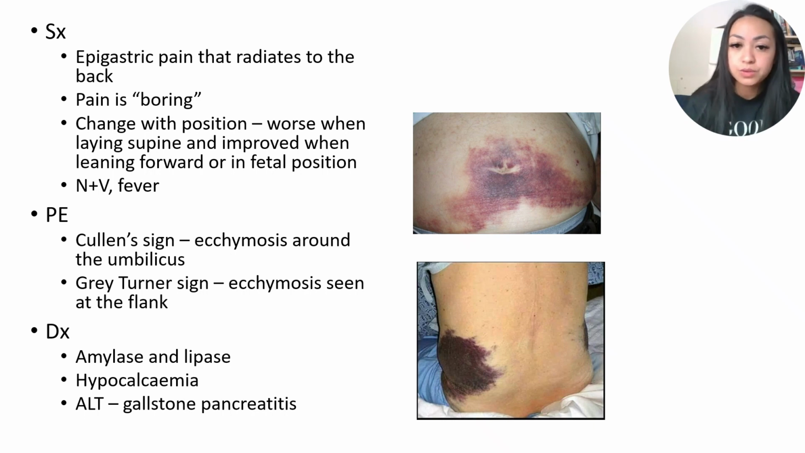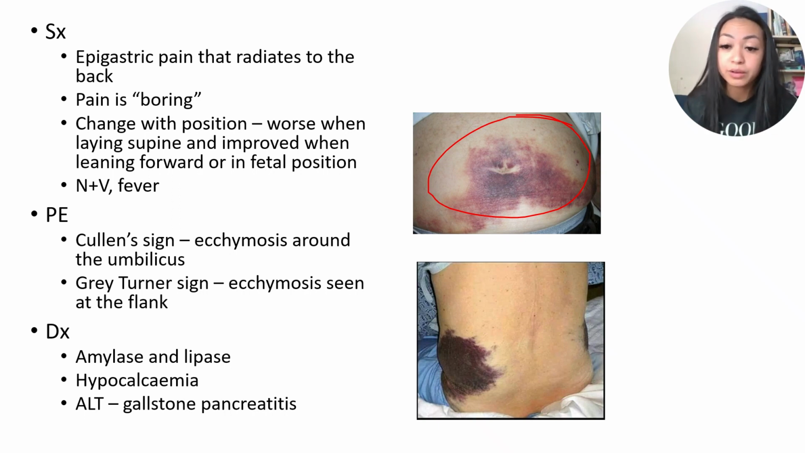So on physical examination, what you're going to see is the Cullen sign. So Cullen sign and Grey Turner sign are very similar, okay? These are signs of abdominal wall hemorrhage, Cullen and Grey Turner sign. So Cullen sign is bruising around the umbilicus. So if you can see here, bruising around the umbilicus, that's Cullen sign. It's again a sign of abdominal wall hemorrhage.